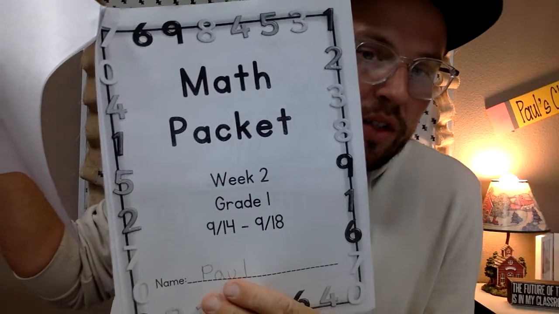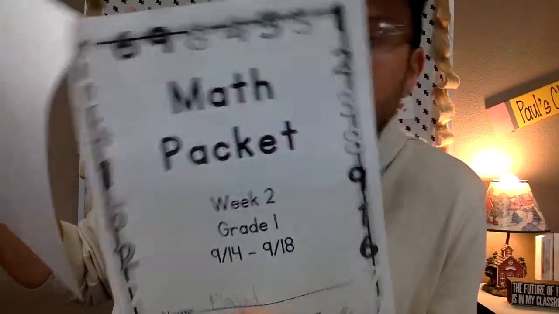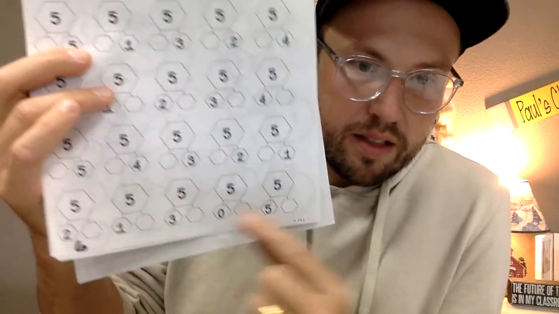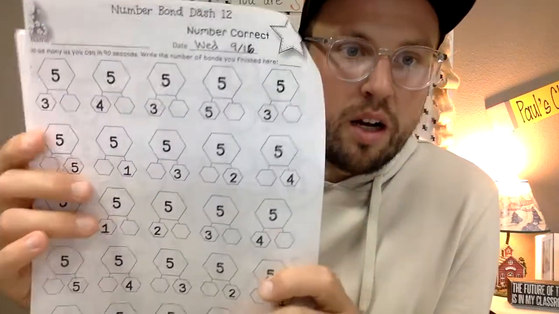Then you're going to pick up your math packet. Hooray for math! Math packet week 2, grade 1, 9-14 through 9-18. Turn to page 6. Right down here says 6. A whole bunch of number bonds. So this is where you get those beans out, get your Legos out, and look for the largest number you see on here. Looks like 5.